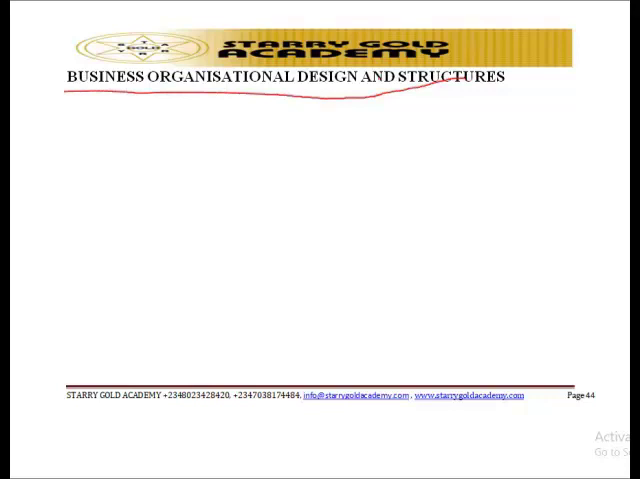As promised, we are taking other parts of this same topic, business organizational design and structures. So we'll be starting with centralization and decentralization, after which we look at matrix and mixed organizational structure, as well as networks and virtual arrangements.